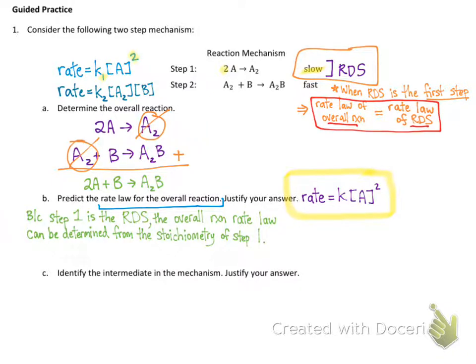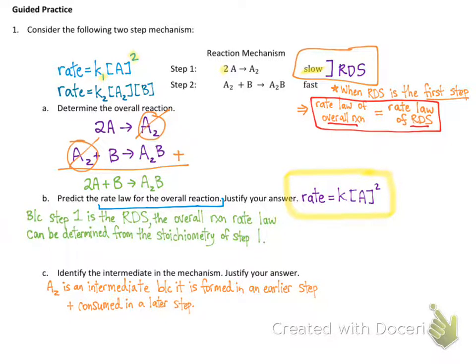All right, part C, short and sweet, says identify the intermediate in the mechanism and justify. Hopefully you realize that A2 is an intermediate. Let's see how you would justify that. Basically, you have to say something about how it was formed or produced in an earlier step and consumed in a later step. You could also note that it doesn't show up in the overall reaction.